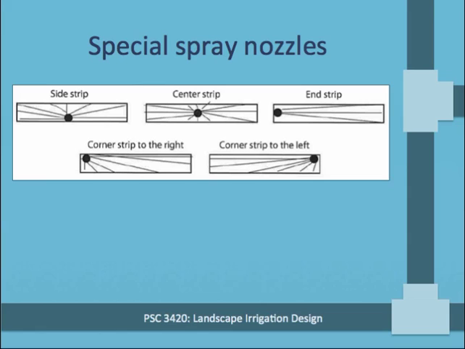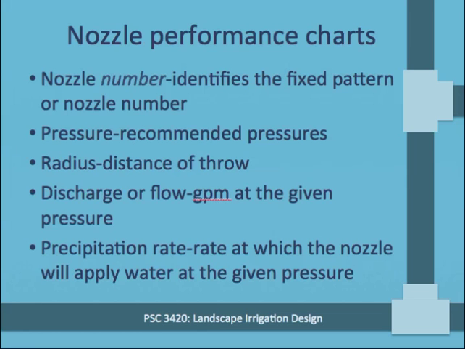And these are spray patterns that can be used in narrow strip areas, so I'm thinking of park strips, places like that. And these nozzles tend to be pressure compensating, but you can see that depending on where you place the nozzle in the narrow strip area, you get adequate coverage according to these particular nozzles.